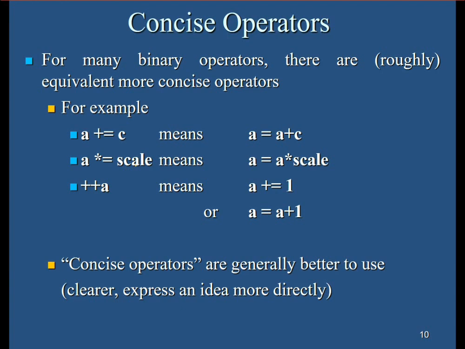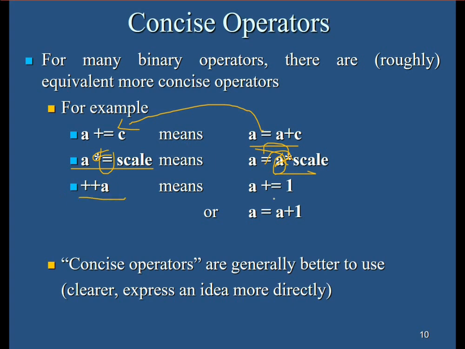Concise operators. For many binary operators, there are equivalent more concise operators like this. If we wish to write A is equal to A plus C, then this will be A plus is equal to C. This is called the shorthand form. Again, A is equal to A into C, so why write A again and again? Don't write this. Delete this, and this will be more than enough. Just change the position of multiplication and is equal to C. Multiplication is here and the equal to sign is shifted rightwards.